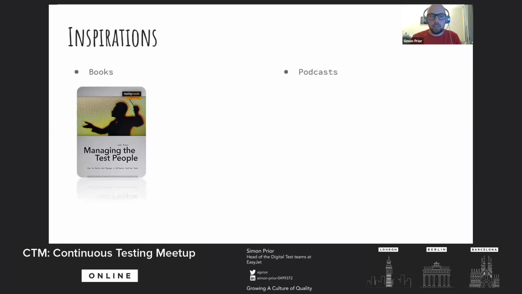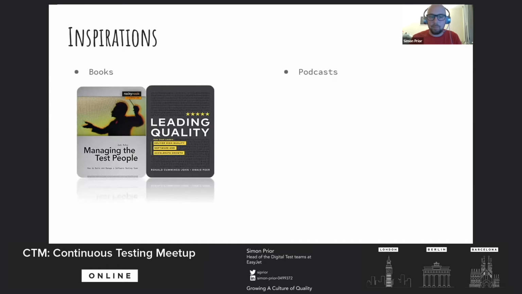Just some of the inspirations that have got me here. Leading Quality, as I mentioned earlier, is about managing the test people as well. Really good book. It probably looks at more organizations that are in slightly more traditional models where you have dedicated teams of testers. But it's a really good book to help get those testers embedded in teams and to get the test managers aligned more with development and engineering managers and having the same view.